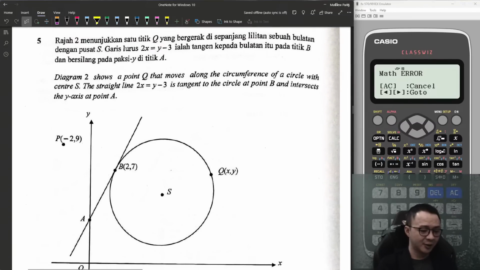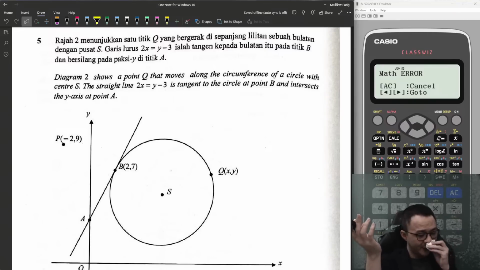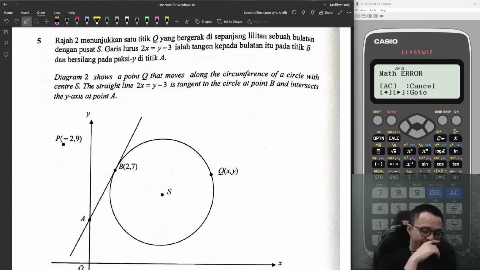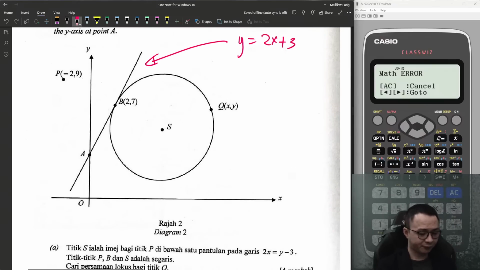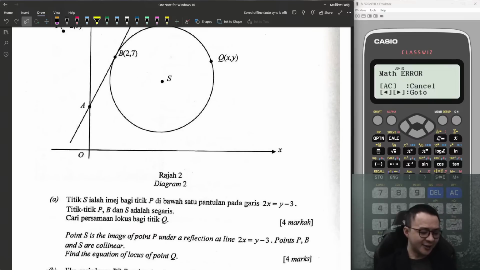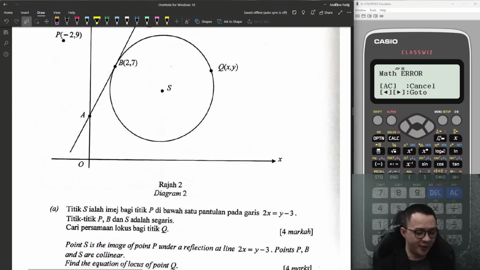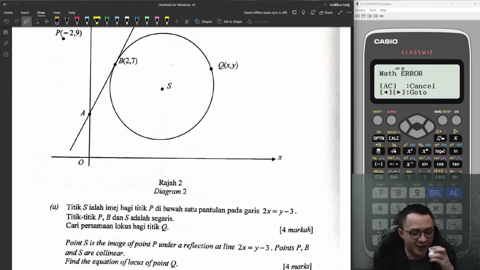Number 5. Diagram 2 shows a point Q that moves along the circumference of the circle with center S. The straight line 2x = y - 3 is a tangent to the circle at the point B and intersects the y-axis at the point A. Alright, we have almost everything. So y = 2x + 3, which is the equation of this straight line. S is the image of the point P under the reflection of that tangent line.